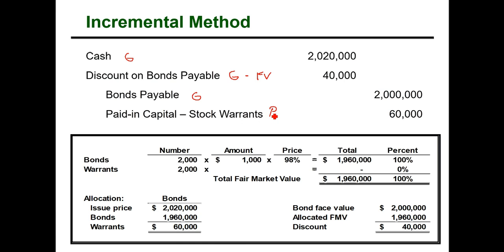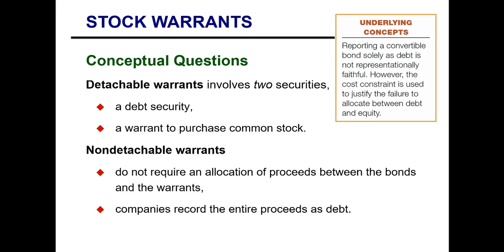All right. So let's look at conceptual questions on the stock warrants. Detachable warrants involve two securities. They involve the debt security, and they also involve a warrant to purchase common stock. Non-detachable warrants say this: we don't require an allocation of proceeds between the bonds and warrants. Companies record the entire proceeds as debt. So if a bond is issued with a detachable warrant, in other words, we can separate the two securities, then we're going to record them as two separate securities. We're going to record it as a bond, and we're going to record it as a warrant.